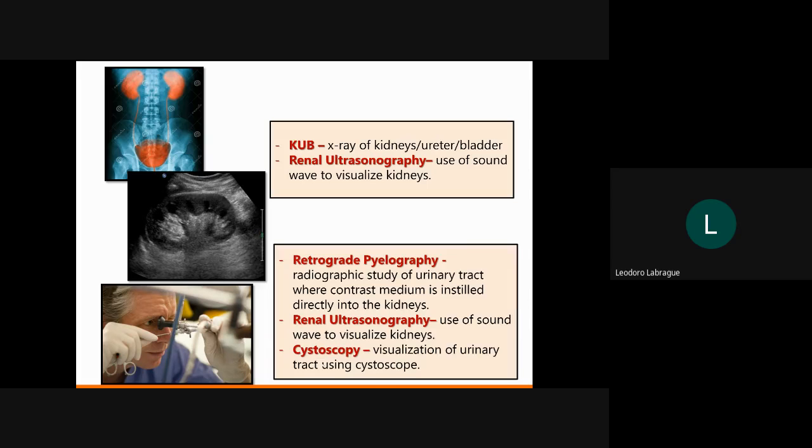Cystoscopy is an invasive procedure. Just like what you see on the slide right now, see the doctor is holding some apparatus. We call this a cystoscope. This apparatus is inserted into the reproductive system of the male and the female patient. And the doctor will visualize through this cystoscope what the problem is inside the bladder. This instrument is called a cystoscope, and the procedure is called cystoscopy.